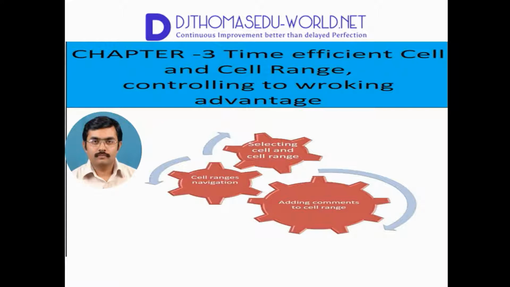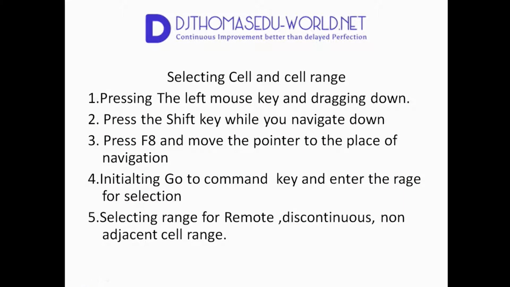Today we will be learning Chapter 3: Time Efficient Cell and Cell Range Controlling to Working Advantage. How is it achieved? I have categorized it into three categories. 1. Selecting cell and cell range, navigation, adding comments to the range. Selecting cell and cell range: how can we accomplish it? We have categorized it into 5 different methods.